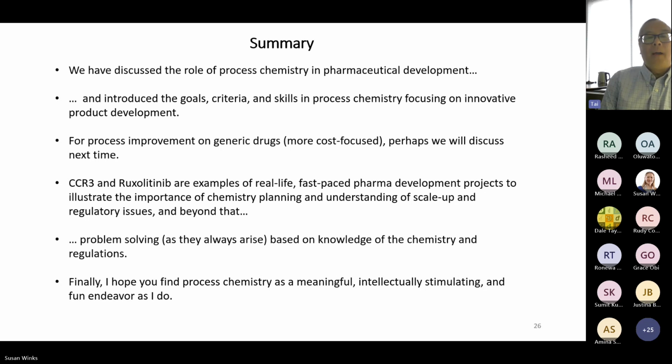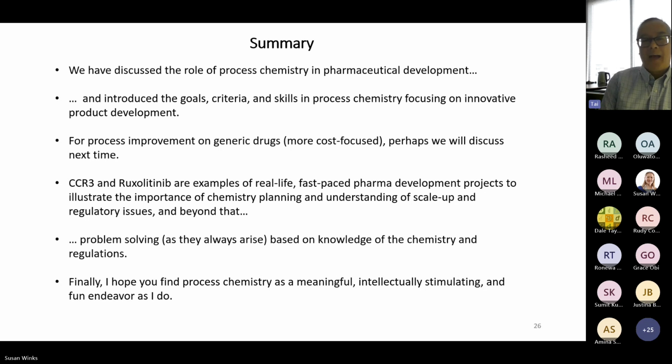The CCl3 compound and ruxolitinib, I want to show you they are really real-life, fast-paced projects that I think illustrate the importance of chemistry thinking and understanding of scale-up regulatory issues. But as much planning as you can do, there's always problem solving along the way because problems always arise. And the best way to deal with them is with flexibility and knowledge of chemistry and the regulation.